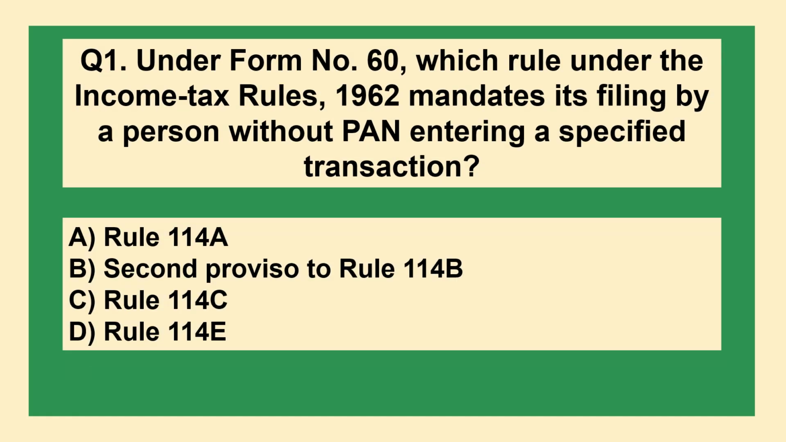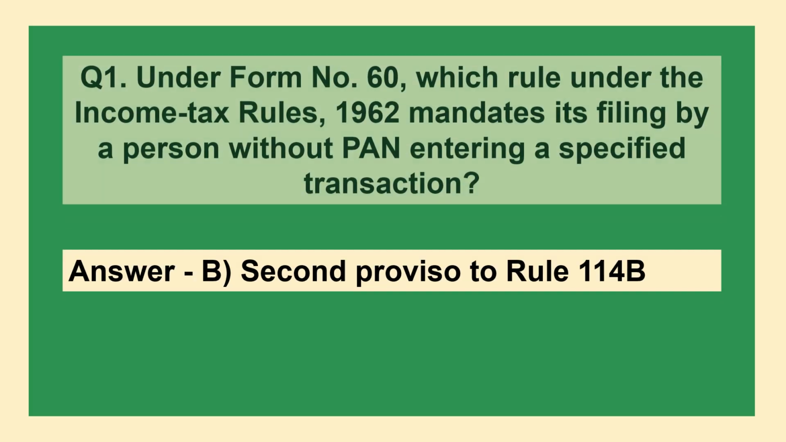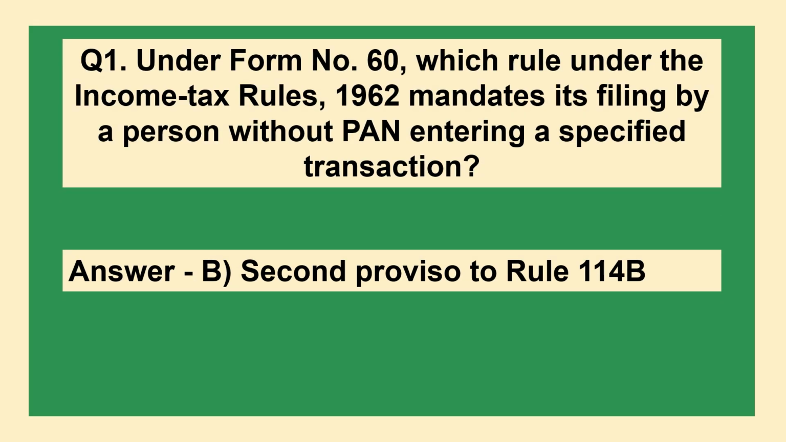Question: Under Form 60, which rule under the Income Tax Rules 1962 mandates the filing by persons without PAN entering a specified transaction? Option A, Rule 114A. Option B, second proviso to Rule 114B. Option C, Rule 114C. Option D, Rule 114E. Correct answer is option B, second proviso to Rule 114B.